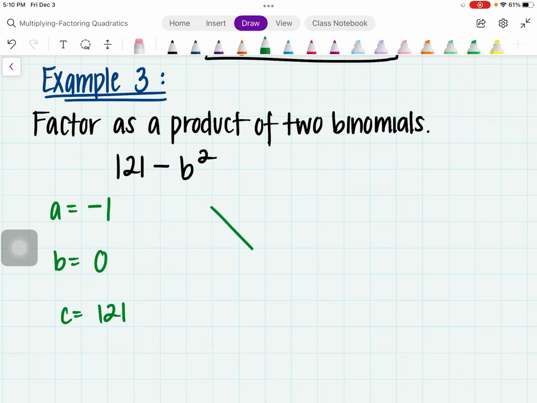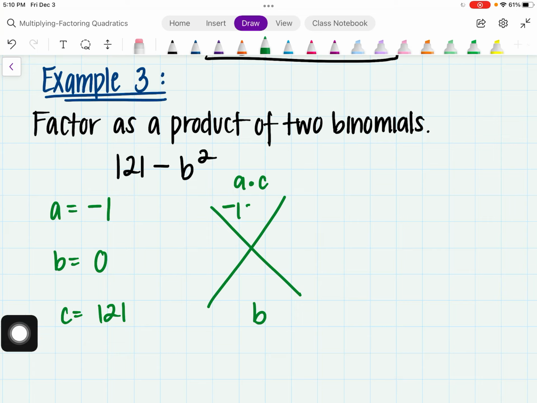So let's go ahead and build our diamond. In the diamond, we have a times c on top, and we have b on the bottom. A times c in this case, guys, is going to give us -121, and b in this case gives us 0. So in this case, we're looking for two numbers that multiply to -121 and add up to 0. In this case, those numbers would actually be -11 and 11.